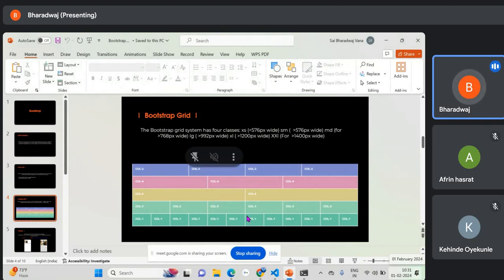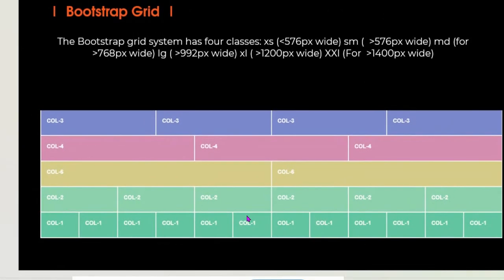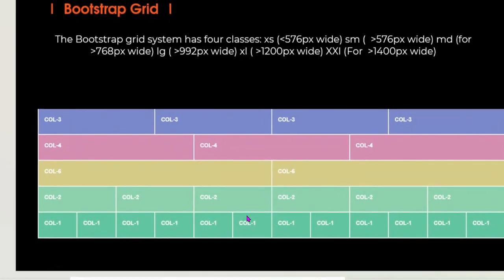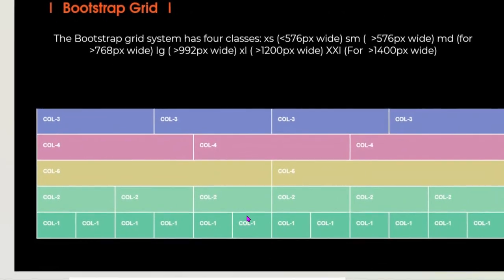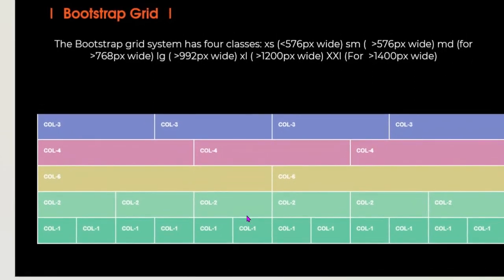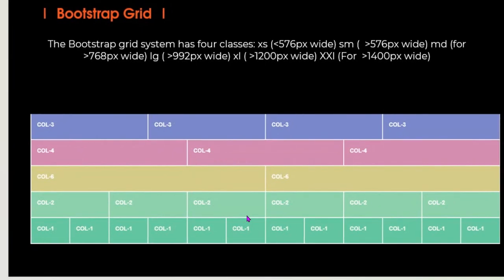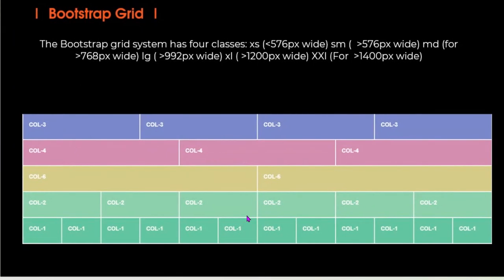As we can see in the last row, there are 12 columns divided in one row. So with our use case, we can customize the columns by using the col-md classes, which means we can take two columns as one column like that.